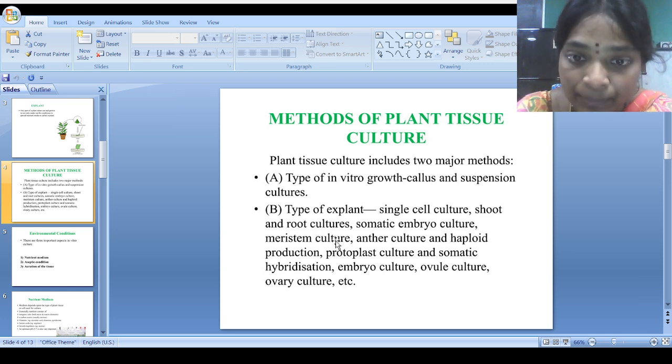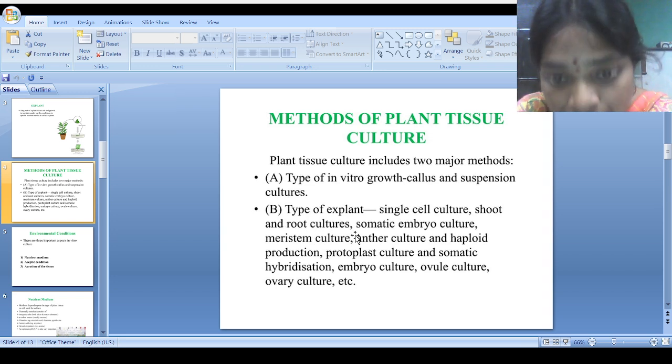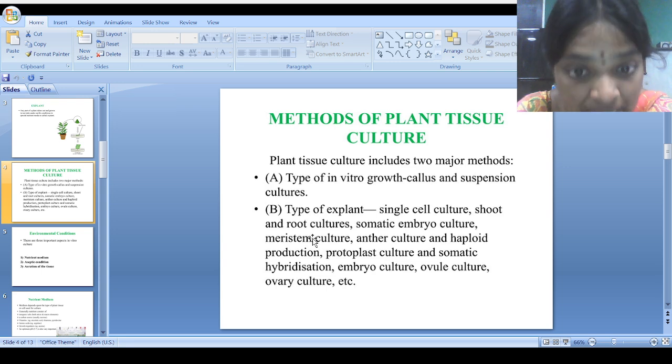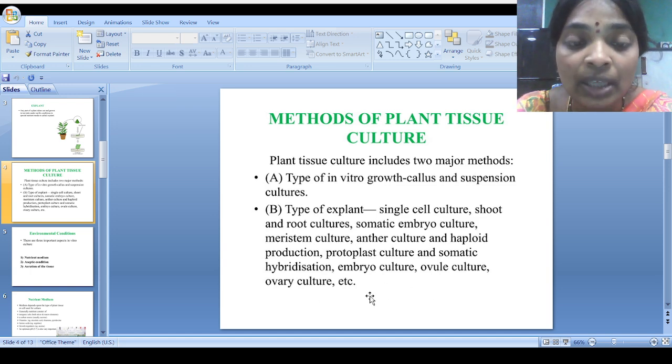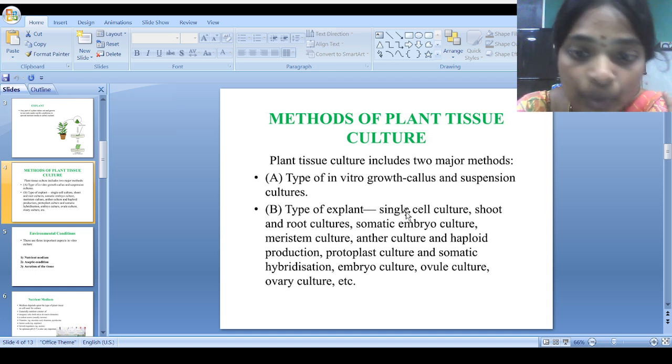Next, we have type B explants. Within the explants, we have one more criterion: single cell cultures, shoot cultures, root cultures, somatic embryos, meristem cultures, anther cultures, haploid production, protoplast culture, somatic hybridization, embryo culture, ovule culture, and ovary cultures. All of these act as explants. Let me give single cell protein. This is single cell culture.